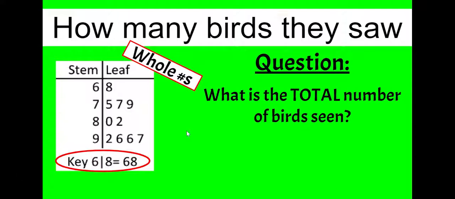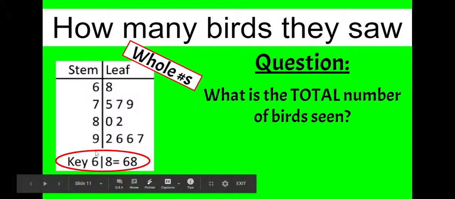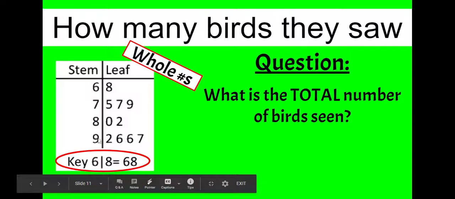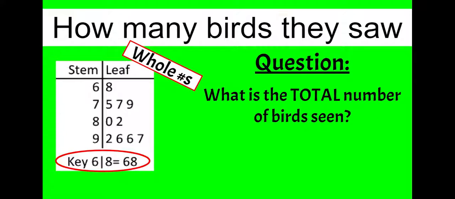Okay, this one's going to be focusing on how many birds people saw. Okay, my key tells me that I'm going to read it as a whole number, 68. So that's 68, 75, 77, 79, 80, 82, 92, 96, 96, 97. This question is asking what is the total number of birds seen? So again, you're focusing on that keyword total. What operation does total mean? If you said addition, then you are correct.